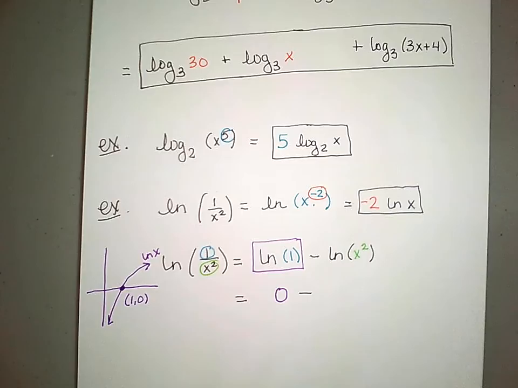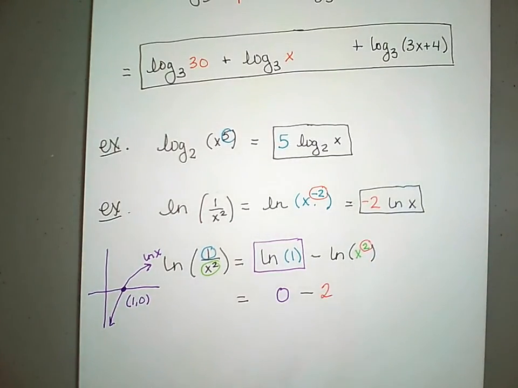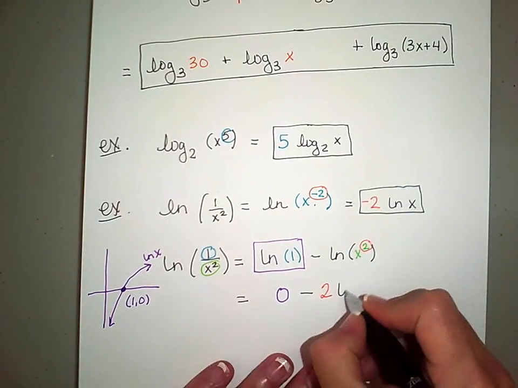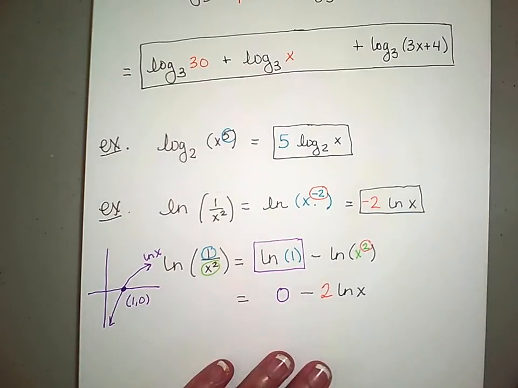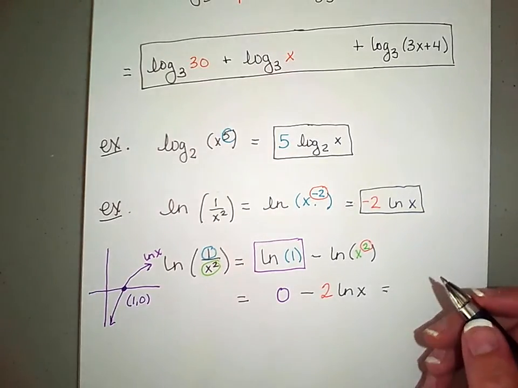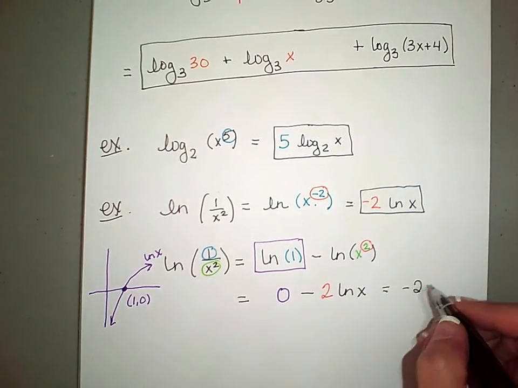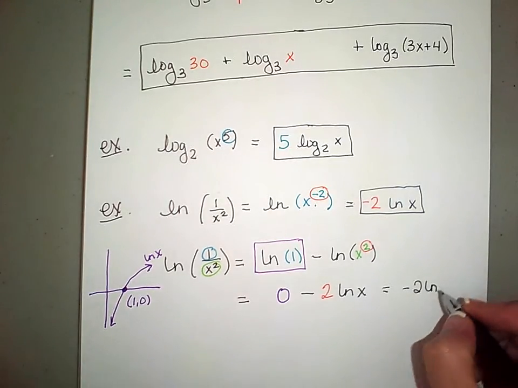Minus. And now let's simplify the power. Pulling that outside, 2 times the natural log of x. And 0 minus 2 times the natural log of x is simply negative 2 times the natural log of x.